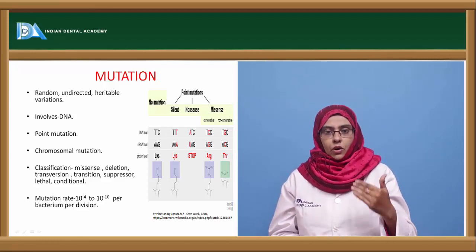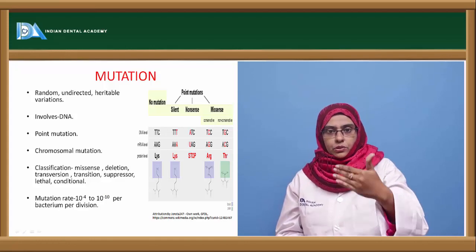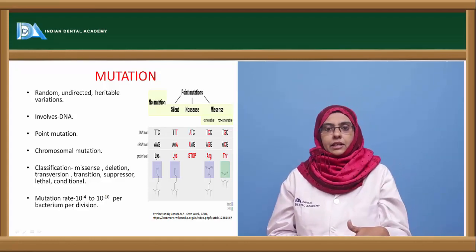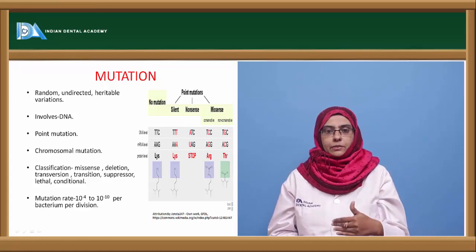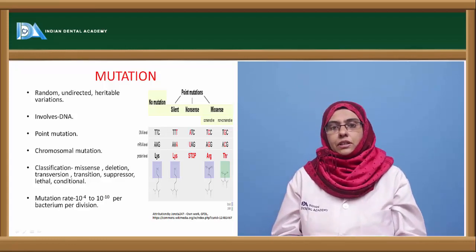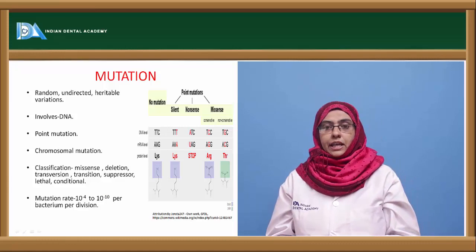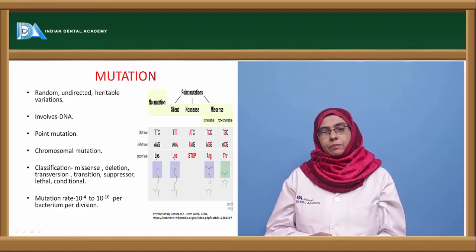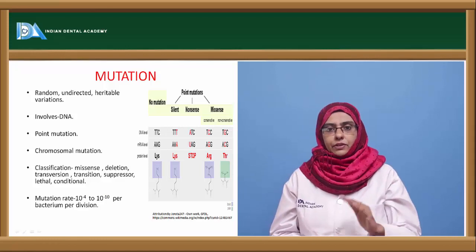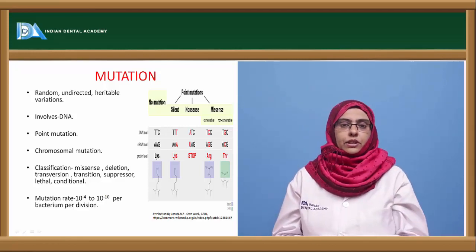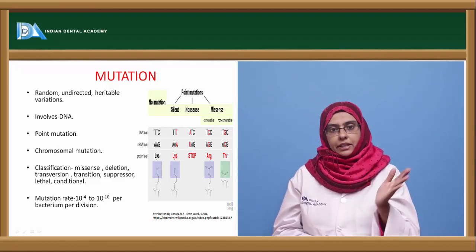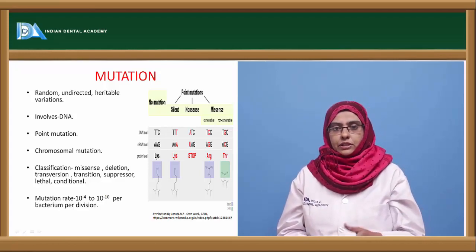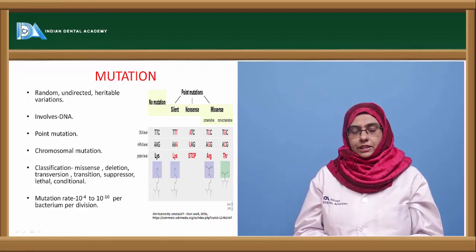That is, they can cause a wild type to form a mutant type, or from a mutant type they can again get back to the wild type. So there is no particular direction for the mutation to take place, and they are heritable variations. As I told you, the difference between phenotypic and genotypic variations is that phenotypic are temporary, whereas genotypic are stable. They can be inherited from one generation to the other. So that is why it is called genotypic variation.